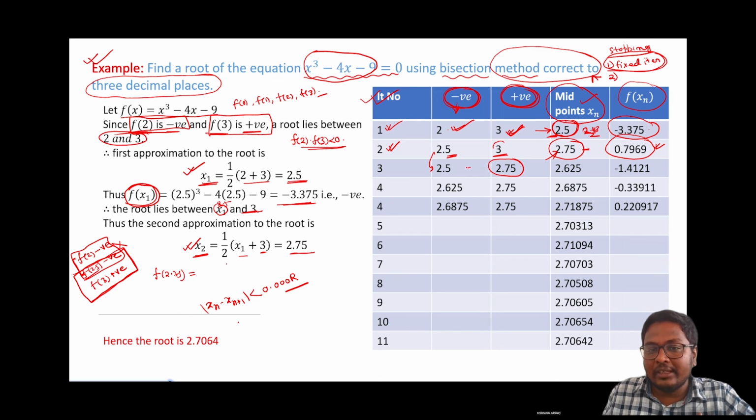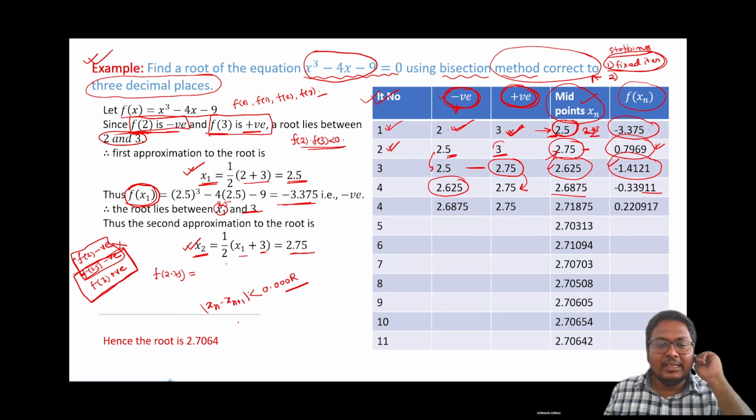Again, you have to find the midpoint of these two. Just add and divide by 2, you will get the point, and after that find the functional value. And here again you can see it is a negative value. So a negative value means this value will be updated in the negative position. So 2.65 goes here and your 2.5 remains the same. Now again find the midpoint and the functional value. Like this you continue, and here it says up to correct up to 3 decimal places.